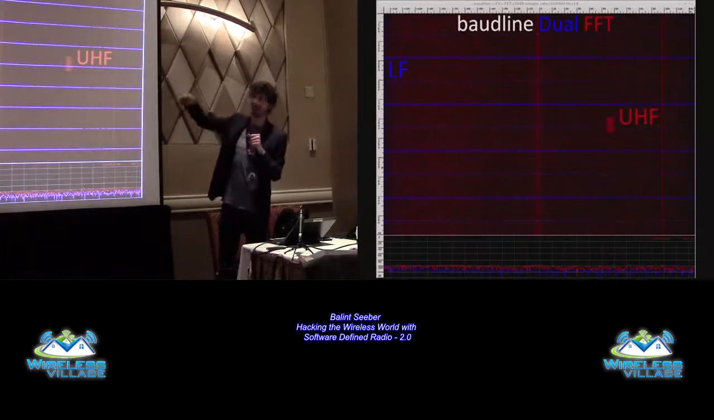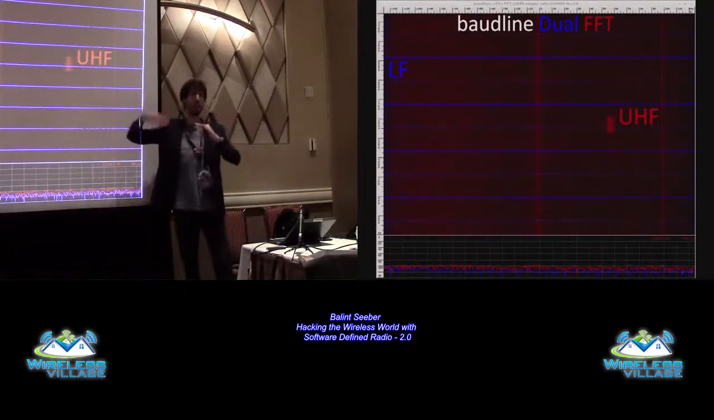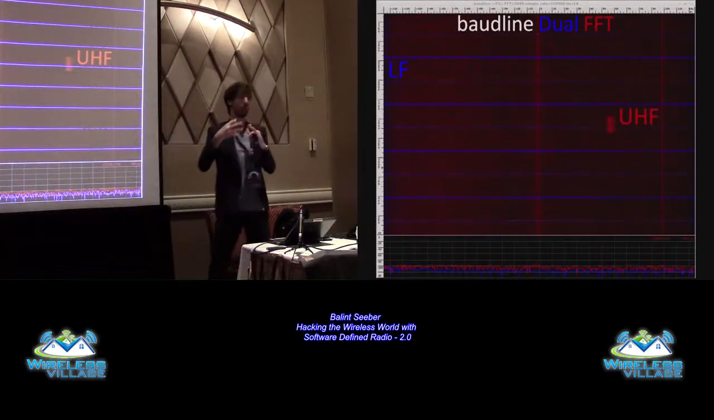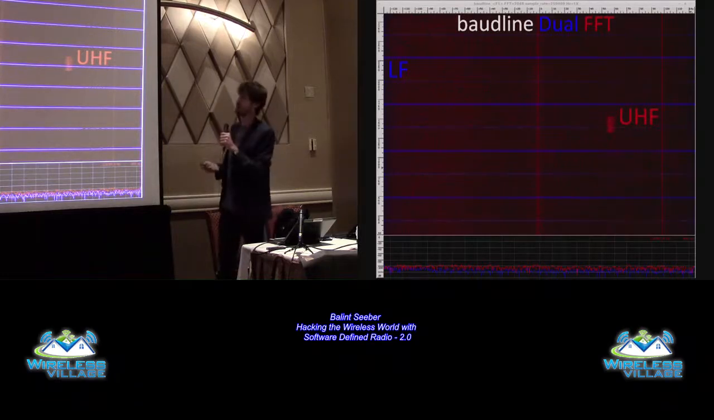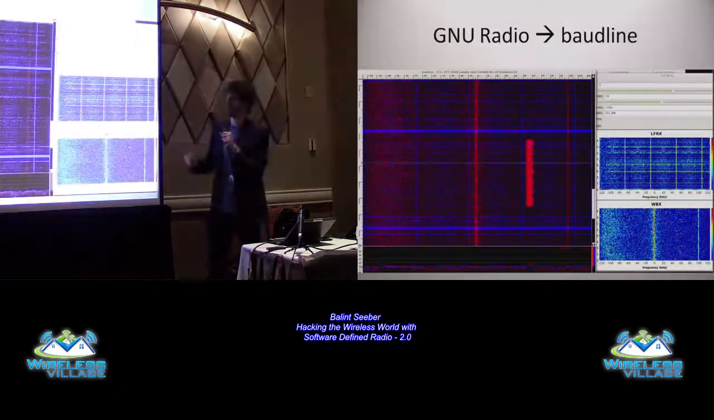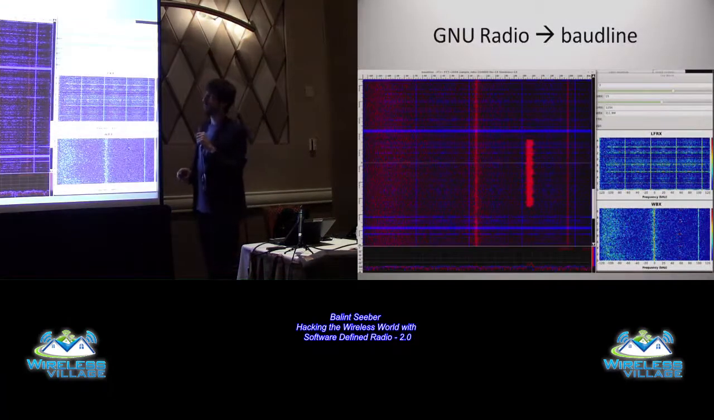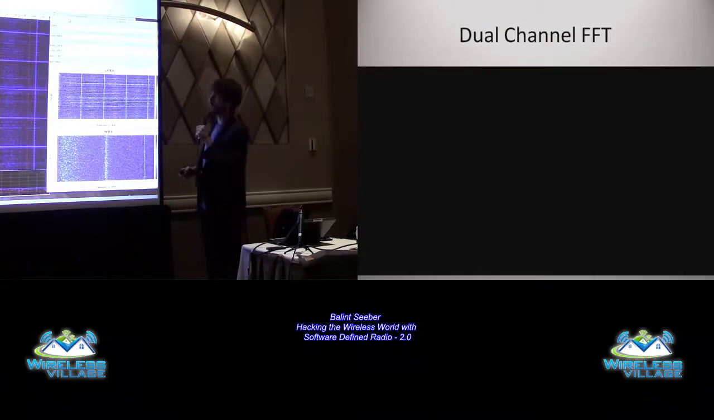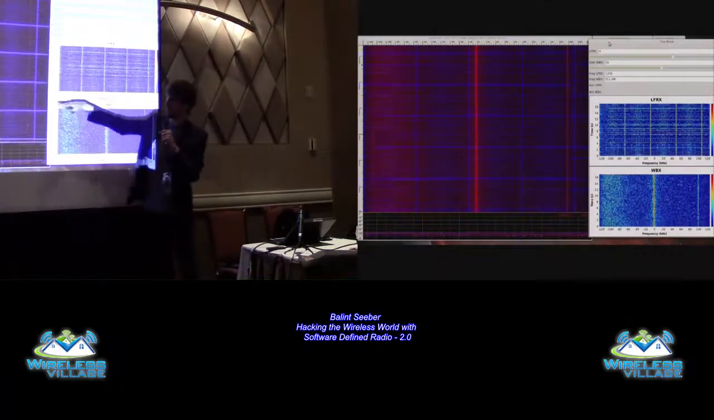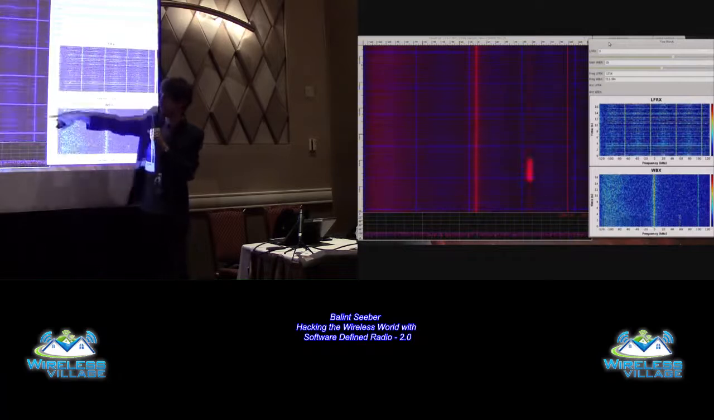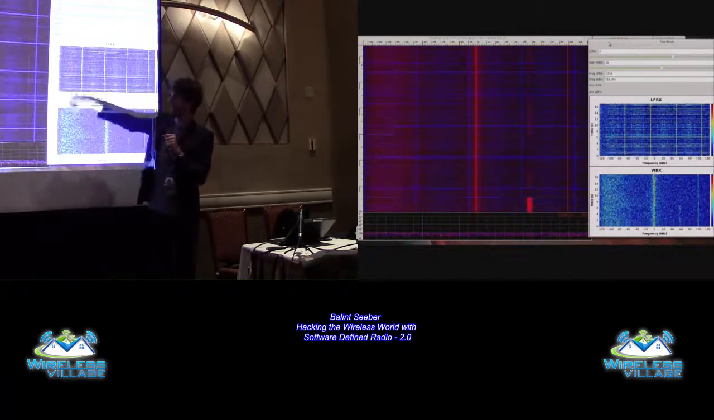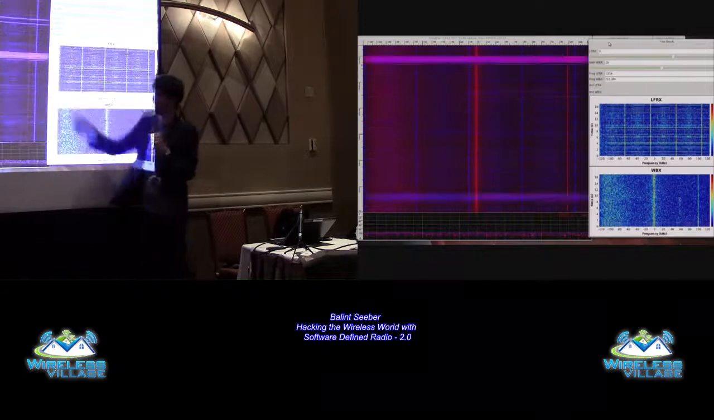Now, this is using baudline, so I've actually got both FFTs overlaid on each other, so you can look at them as they happen together in time, which is really handy. The blue is the low frequency coming from the car, the red is what's coming back from the remote. And so if you look at that in time, you can see that the broadcasts come periodically from the car, and then every so often the remote answers with this challenge, which is what you see in red.